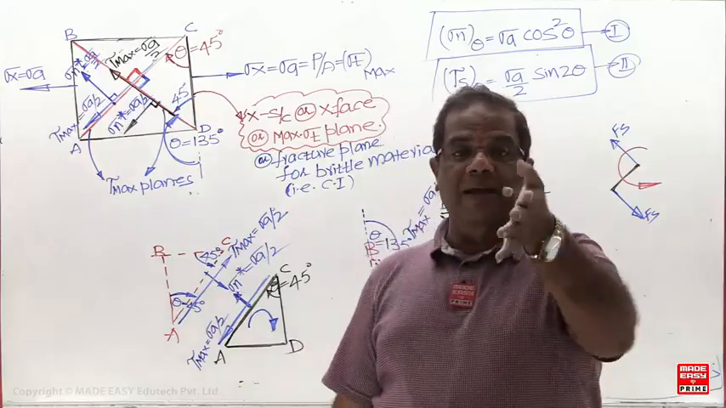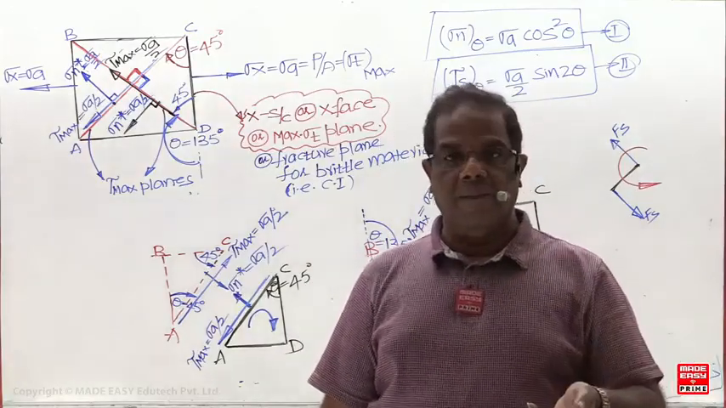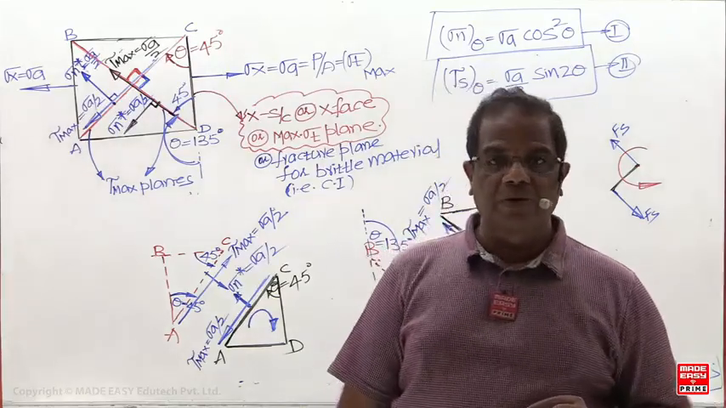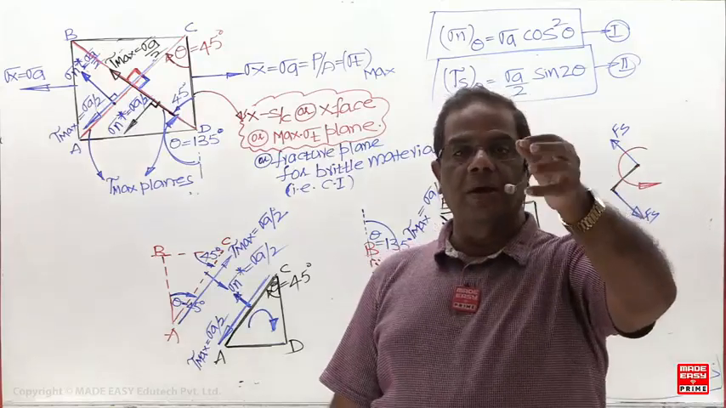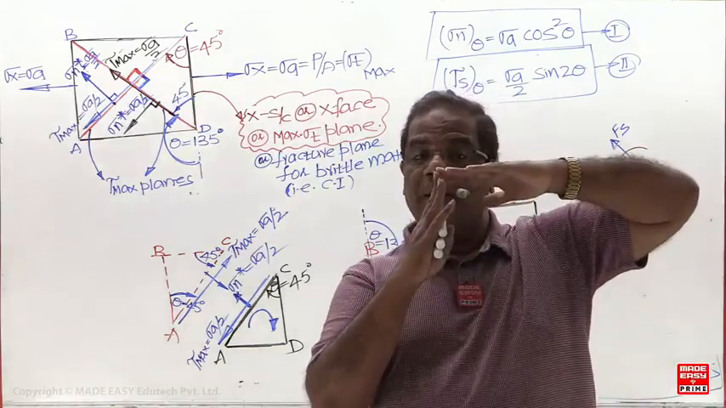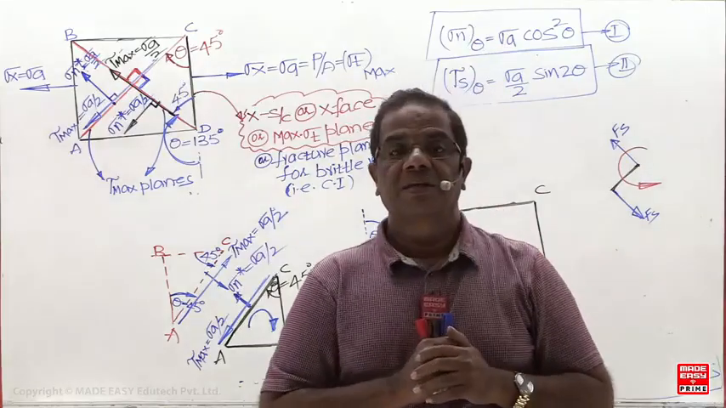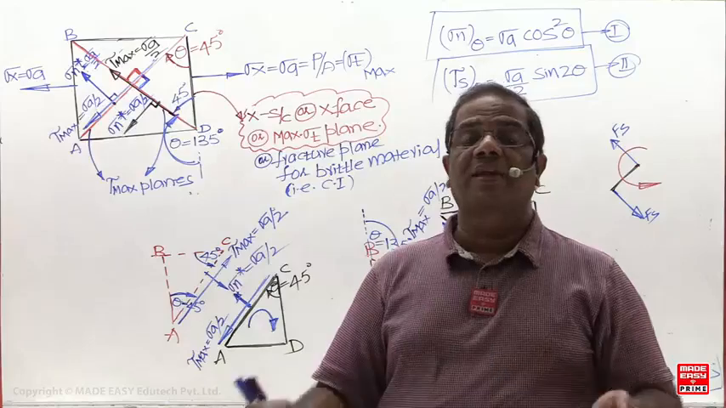Always on two perpendicular planes, are the shear stresses equal or unequal? Equal, unlike. On the 45 degrees plane, I am getting plus sigma A by 2. On the 135 degrees plane, I am getting minus sigma A by 2. So always on two mutually perpendicular planes, shear stresses are equal, unlike, which means one is clockwise and one is anti-clockwise.